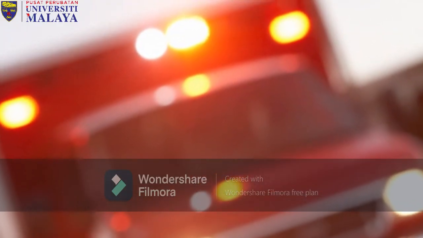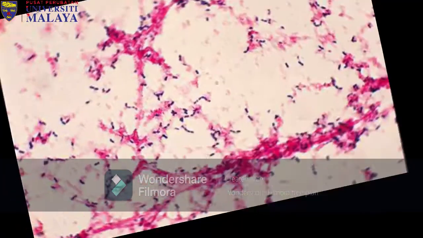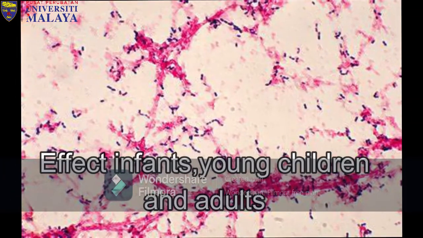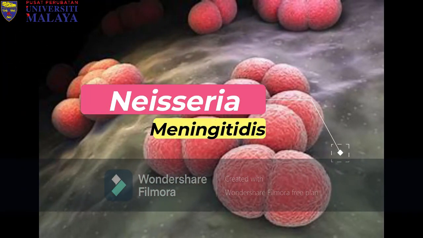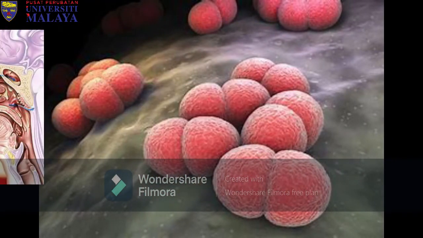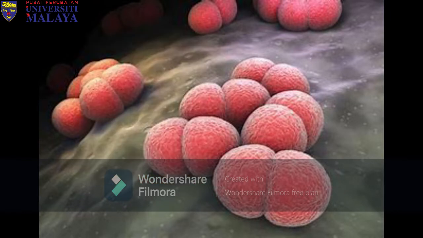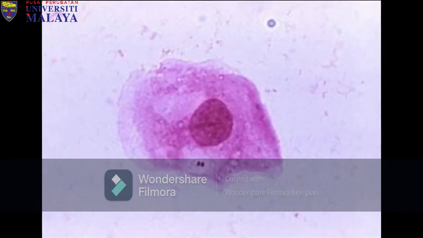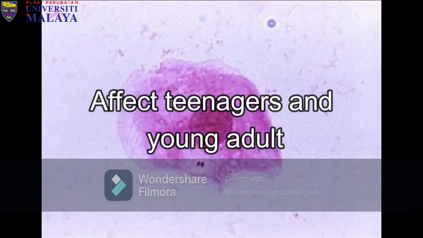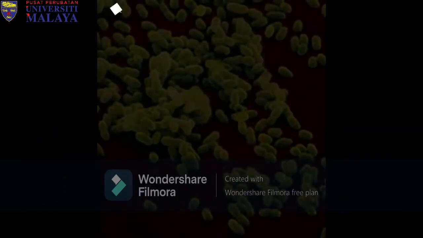Bacterial meningitis caused by Streptococcus pneumoniae. This bacterium is the most common cause of bacterial meningitis in infants, young children, and adults. Neisseria meningitidis. This bacteria commonly causes an upper respiratory infection but can cause meningococcal meningitis when it enters the bloodstream. This is a highly contagious infection that affects mainly teenagers and young adults.